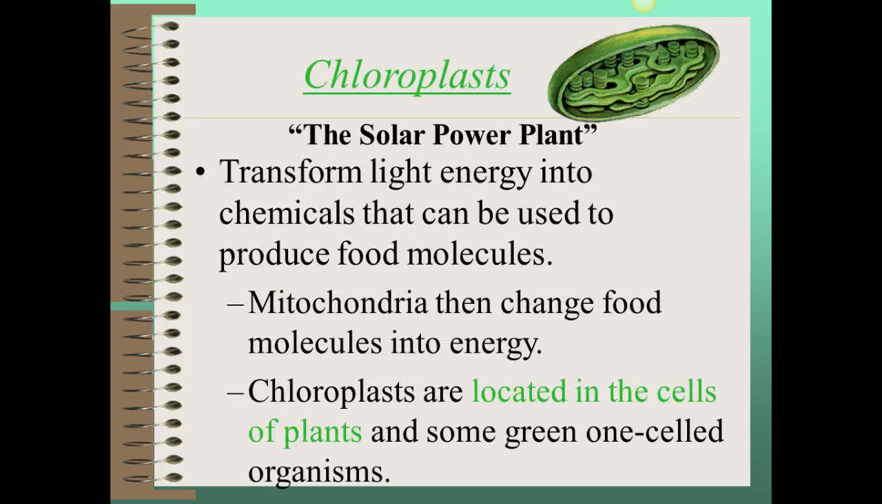In a plant cell, you're going to find something called the chloroplast, and the chloroplast is the solar power part of the cell. It collects sunlight so that it can produce energy for the cell to use, and it transforms light energy into chemical energy. And then the mitochondria changes the food molecules into energy. The chloroplast is located in cells of only plants and some green one-cell organisms that we know as algae.